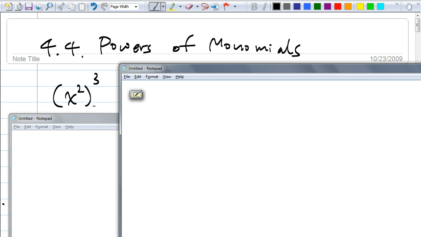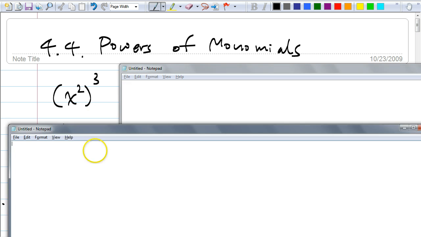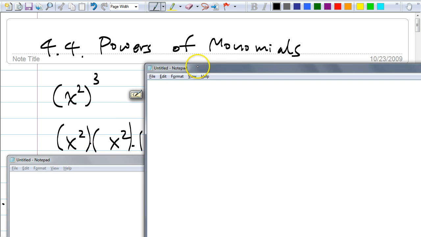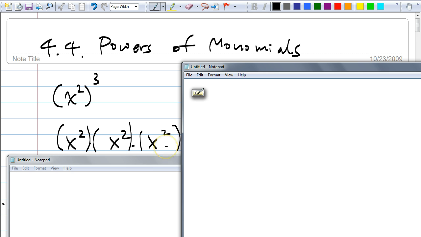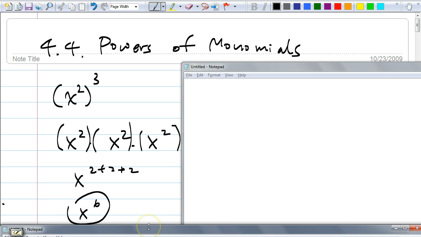So what does this mean? It means to multiply the base how many times? 3 times. So that means x to the second, and x to the second, and x to the second. This is why Song is correct. We get x to the 6 because you add all the exponents. You guys remember that? Right? Now, this is using the rule that we learned last time. That was our first rule.